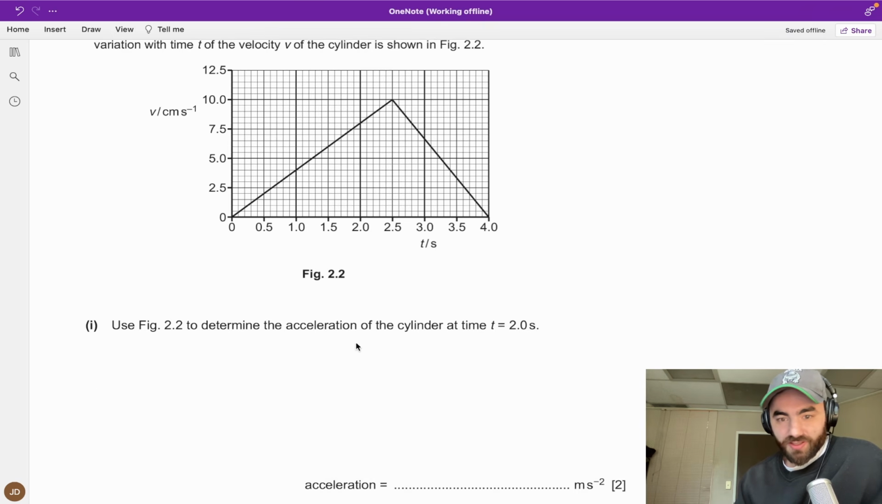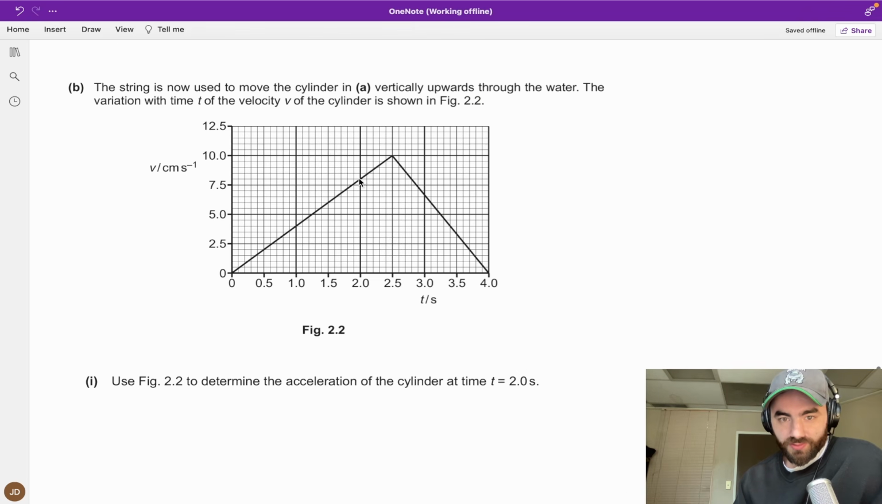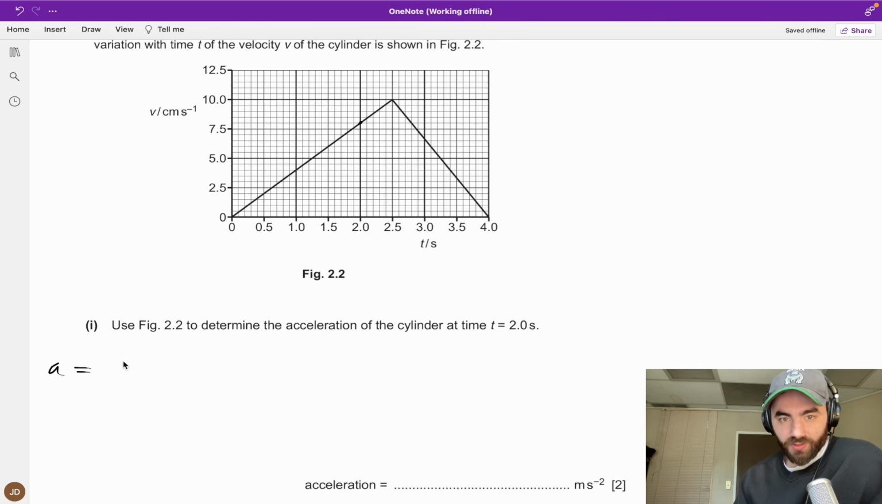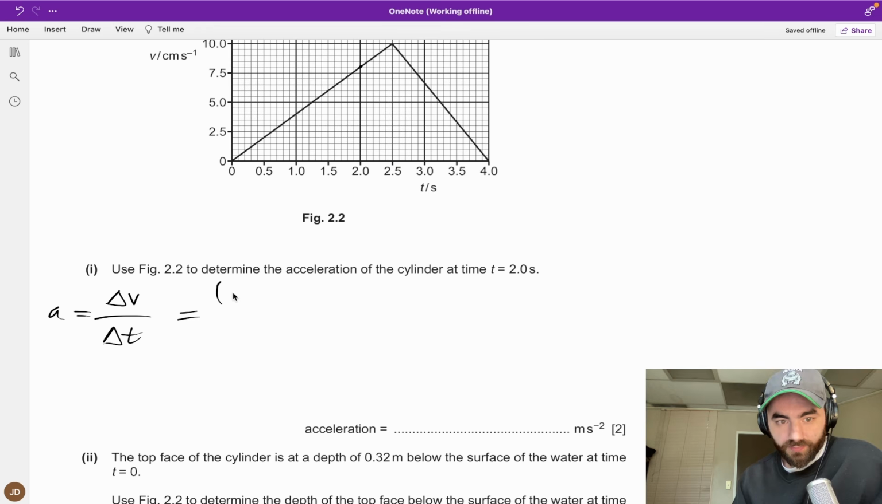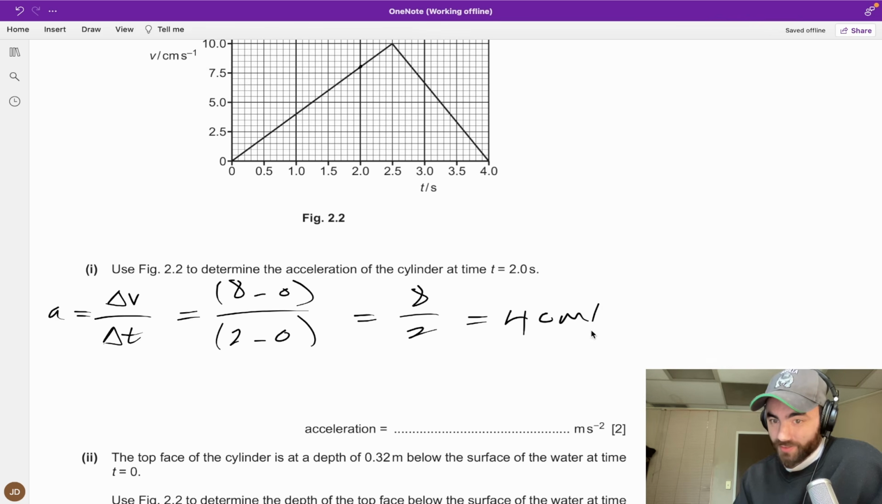Okay, so determine the acceleration at 2 seconds. So remember the acceleration is just going to be the gradient of this graph, or change in v over change in t. So at 2 seconds, and I remember that it's in centimeters, it's going to be 2, and this is what? 7, 8, 8.5. So each of these things are 0.5. So change in v is 0 to 8, so 8 minus 0 divided by 2 minus 0. So this is 8 divided by 2, also known as 4, but it's 4 centimeters per second.